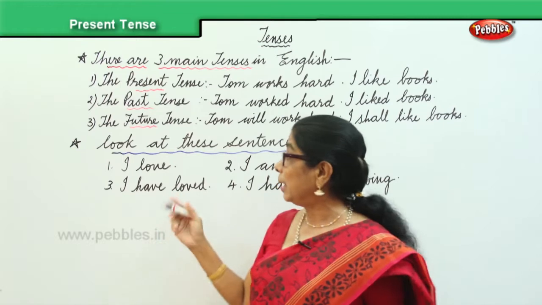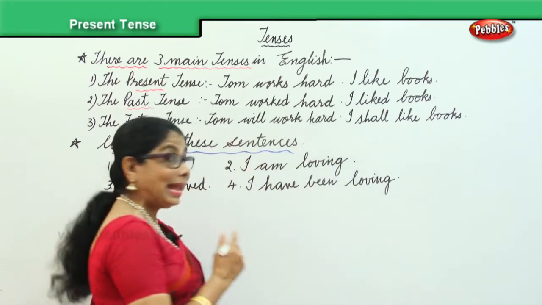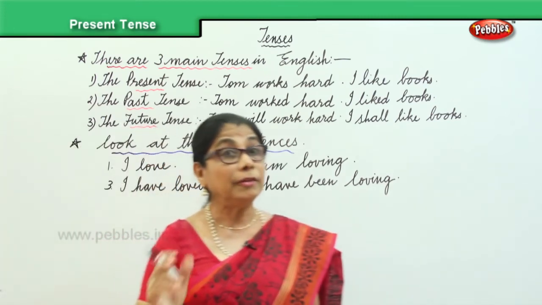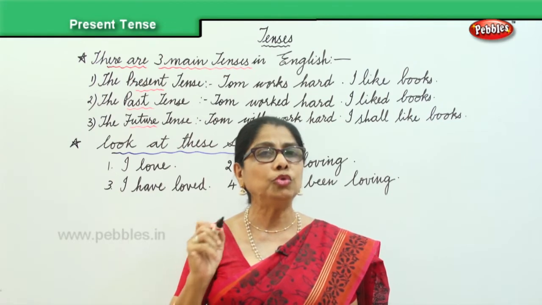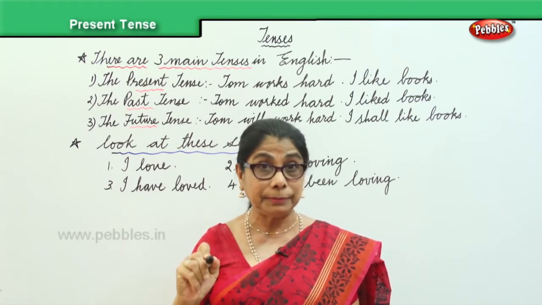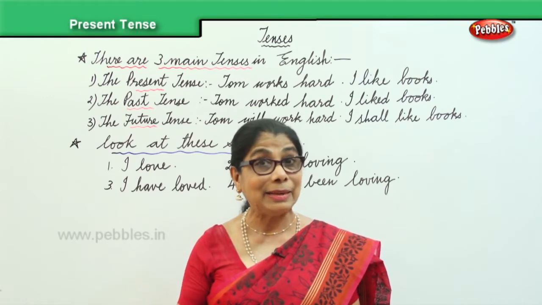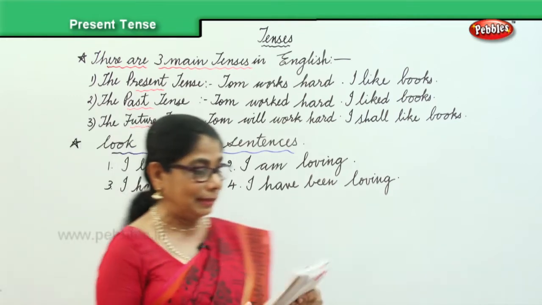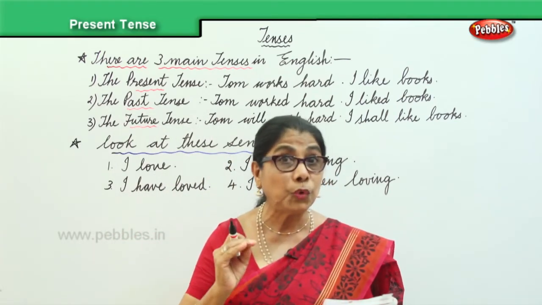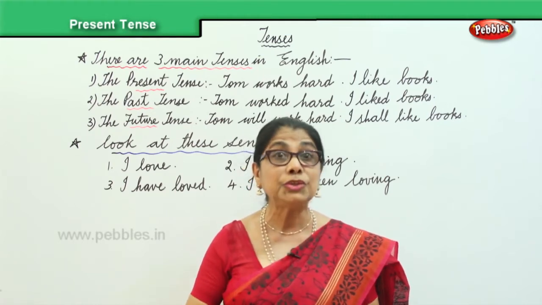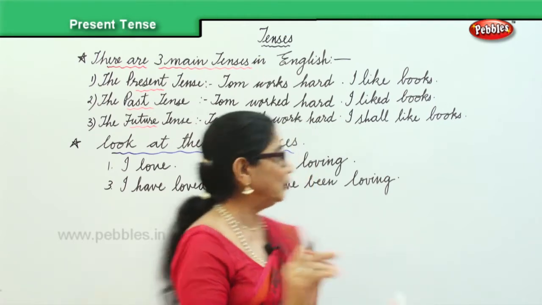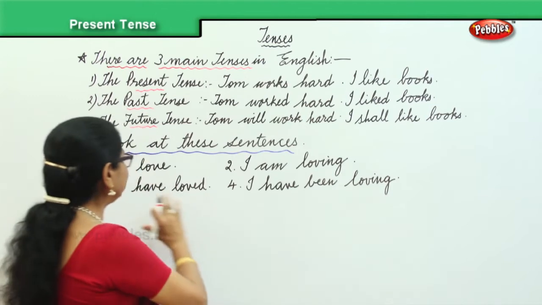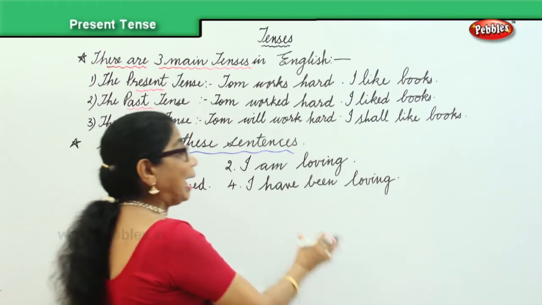So look at it carefully. I love, I am loving, I have loved, I have been loving. In all this, I told you in the beginning, when you talk about tenses, look at the verb. When is it done? The time when the action was done. These 4 types of sentences, the verbs in all of them refer to the present time.